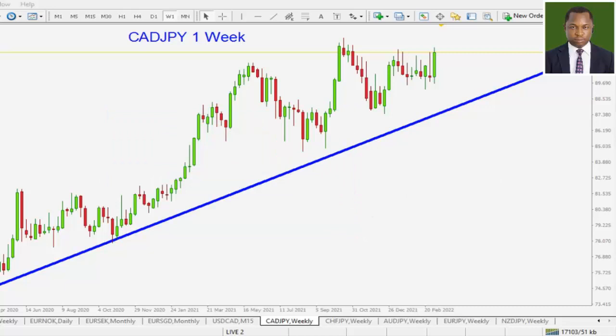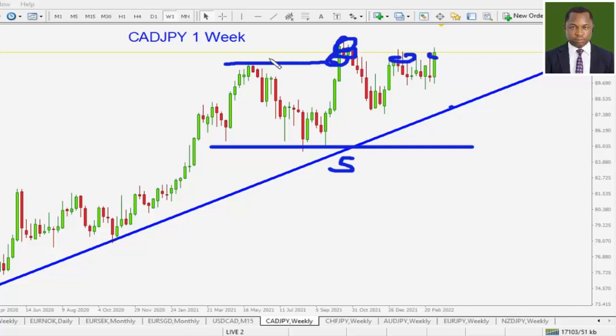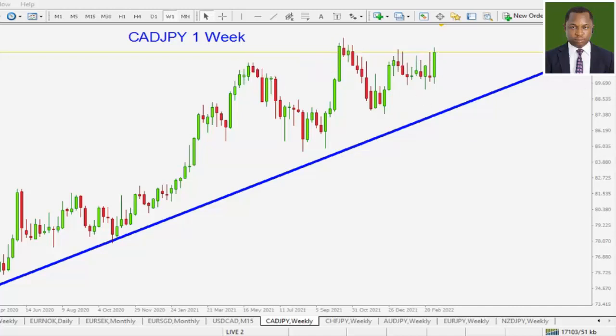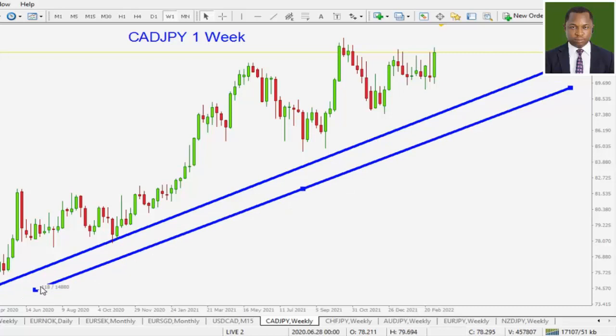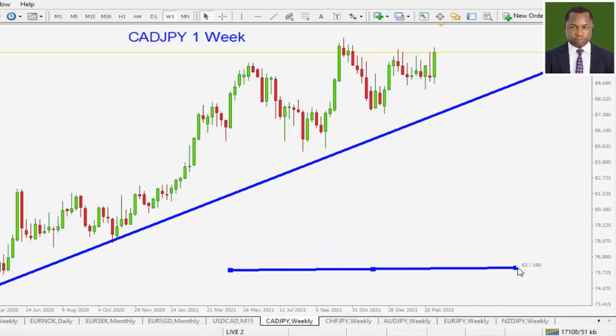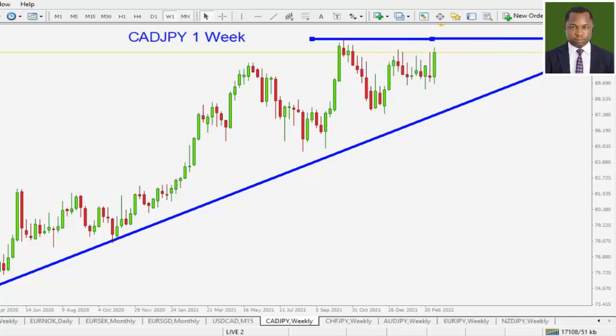Okay, now we have this level here as support, but it is too far. Price has to break the trend line before it gets there. This one here has been broken up and down, and so it has now been invalidated. So the levels we'll be giving attention to are this one and this one. In the weekly time frame, let me just duplicate this line. So this one here is the highest level of resistance, and this one here is the lower level of resistance.